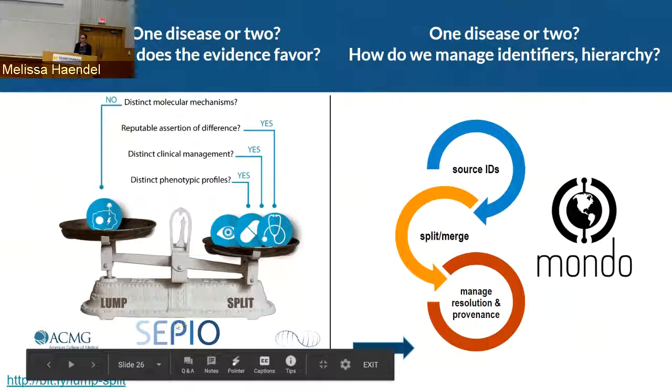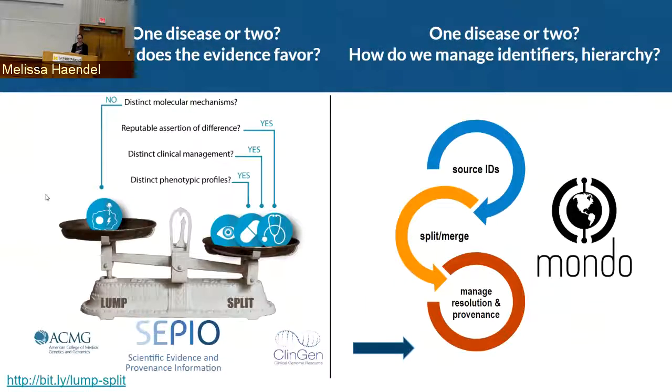And so we developed an ontology called the SEPIO ontology, the Scientific Evidence and Provenance Information Ontology, which allows us, and I'm going to talk more about that in a second, to represent these differences in these different components. Then that information from the lumping and splitting group is used to help inform our Mondo ontology, which I haven't spoken about yet. It is basically an effort to take all the different global disease definitions for rare Mendelian diseases and bring them together into one harmonious ontology that helps support consensus definitions across the different resources.